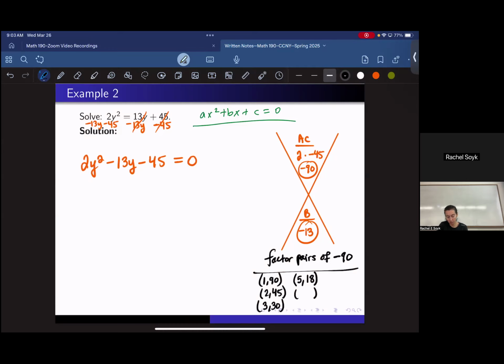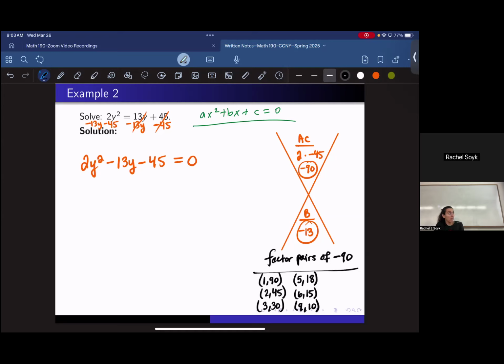15 times, right? Yeah. 7 doesn't go in. 8 doesn't go in. Does 9 go in? 9 goes in 10 times. And then we're done.